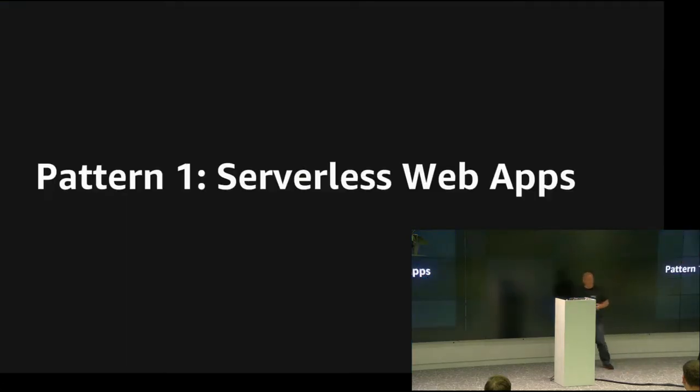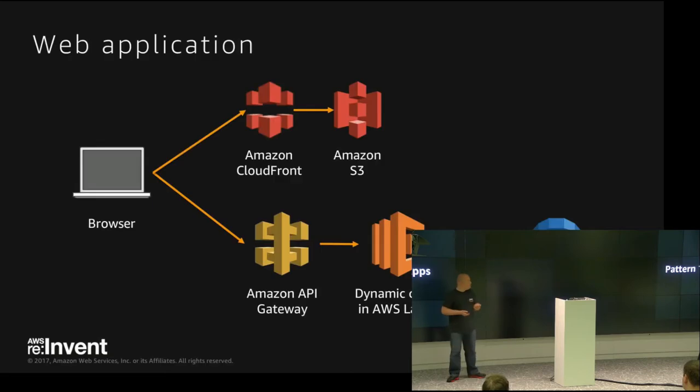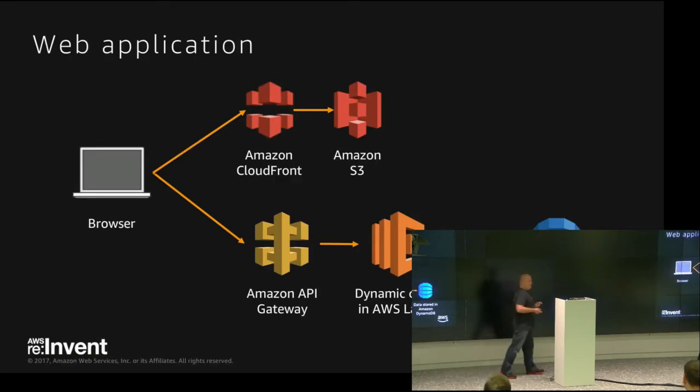So let's speak a little bit about the patterns. Pattern number one are serverless web applications. Here's the example of having a serverless web page where you have the static content stored on S3, on the object storage. For those who have experience with AWS, you know that S3 by default can serve as a web server for the static content. So all HTML, CSS, JavaScript functions you can put into your buckets.